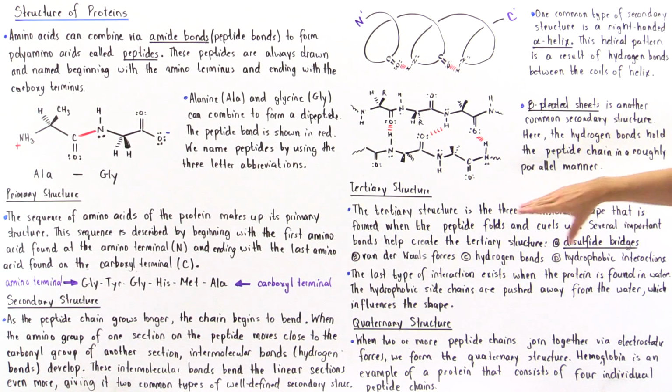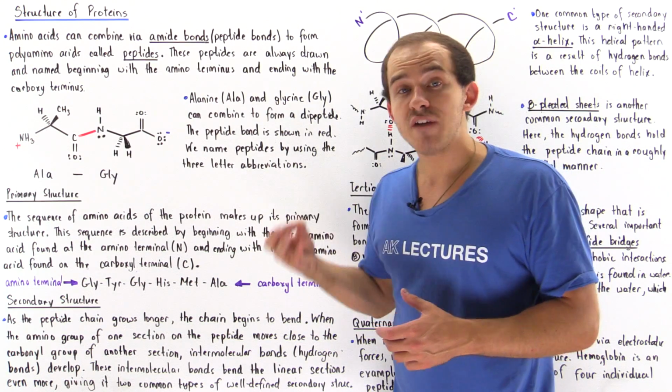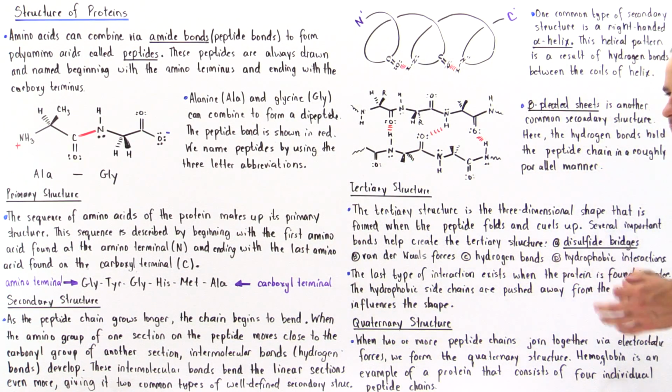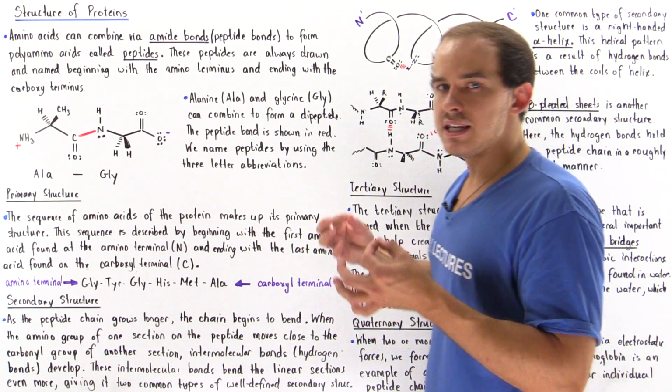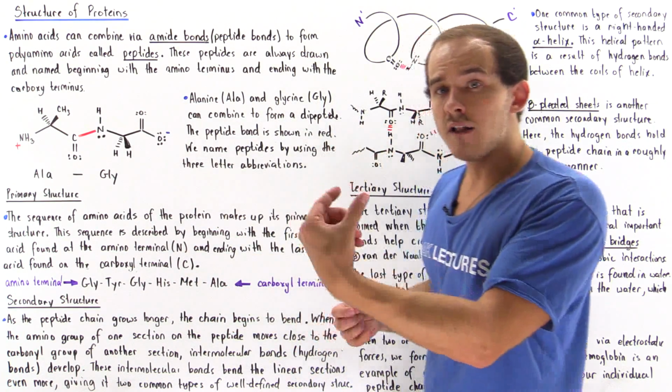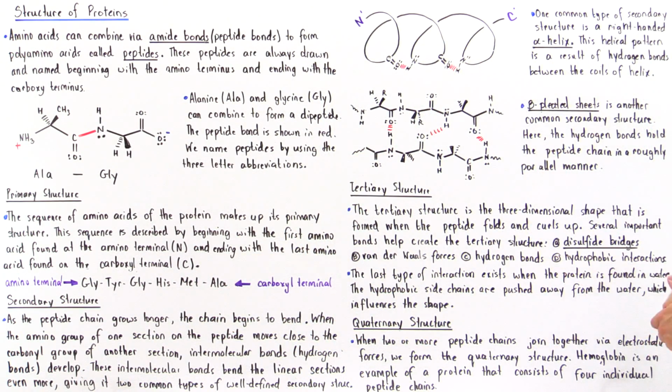So we have different types of interactions that basically form the tertiary structure. So we have disulfide bridges or disulfide bonds, we have van der Waals forces, we have hydrogen bonds, and we have hydrophobic and hydrophilic interactions. So let's discuss each one. So disulfide bridges are basically the covalent bonds that exist between the side chains of two cysteine molecules. So this is a sulfur bond, a sulfide bond.